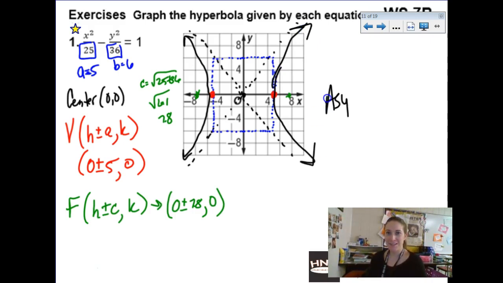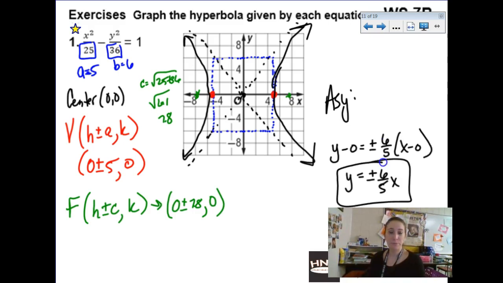The asymptote lines. For a horizontal hyperbola, the asymptote line, I'm just going to steal it right off my formula sheet here. It is at point slope form, right? So y minus k, so y minus 0. This one is plus and minus b over a, so 6 over 5, and then x minus h. So this one is pretty easy to simplify, plus and minus 6/5 x. There we go.